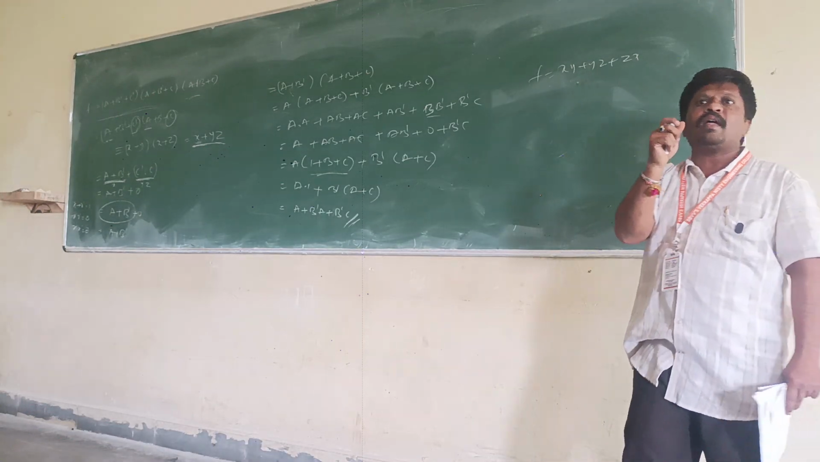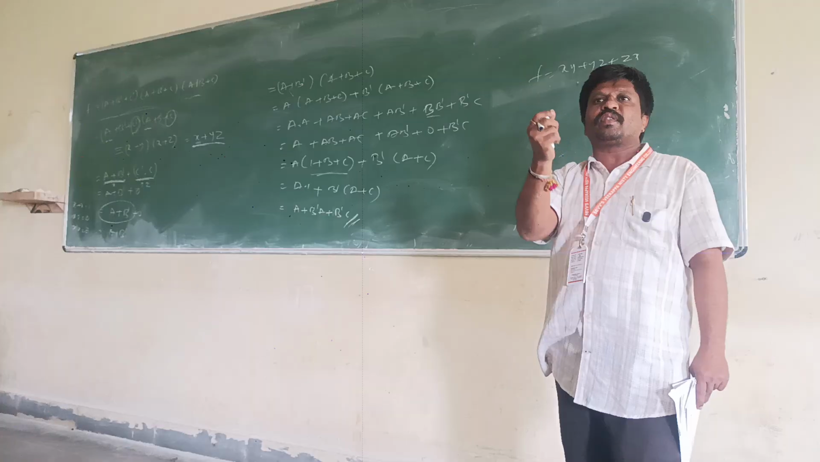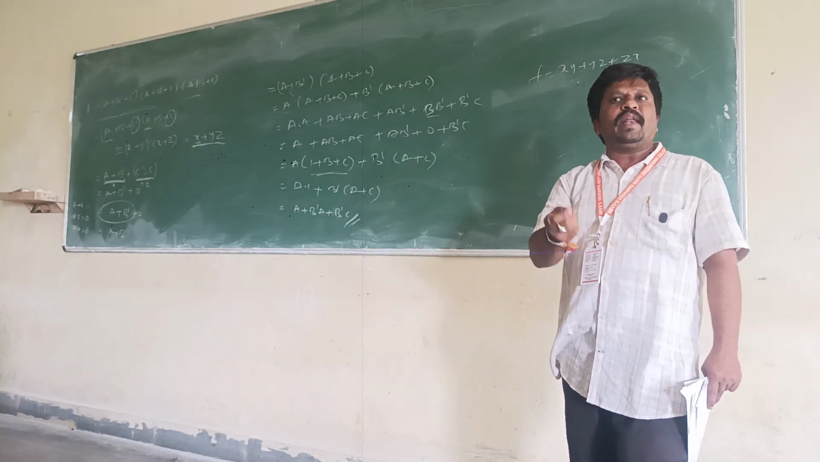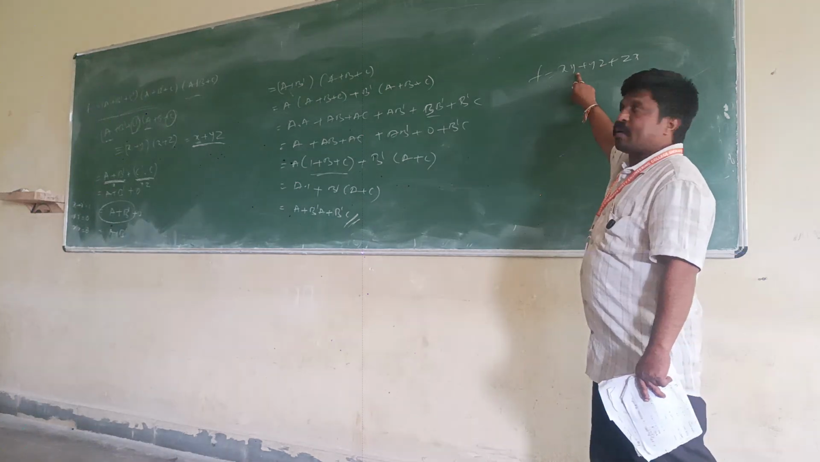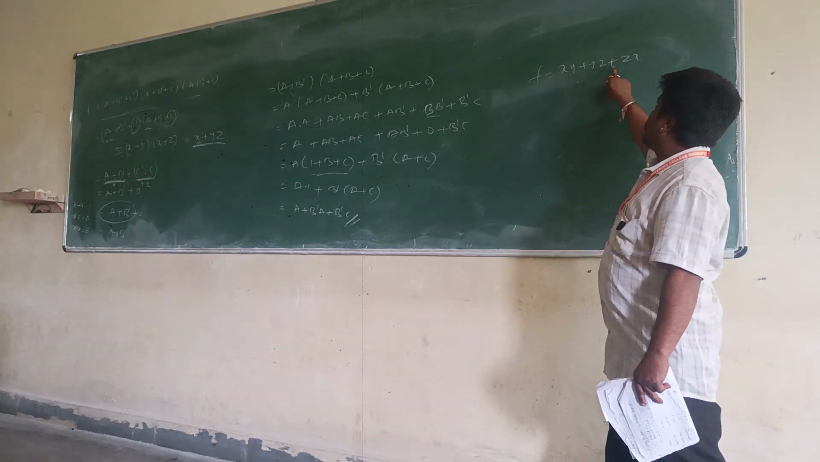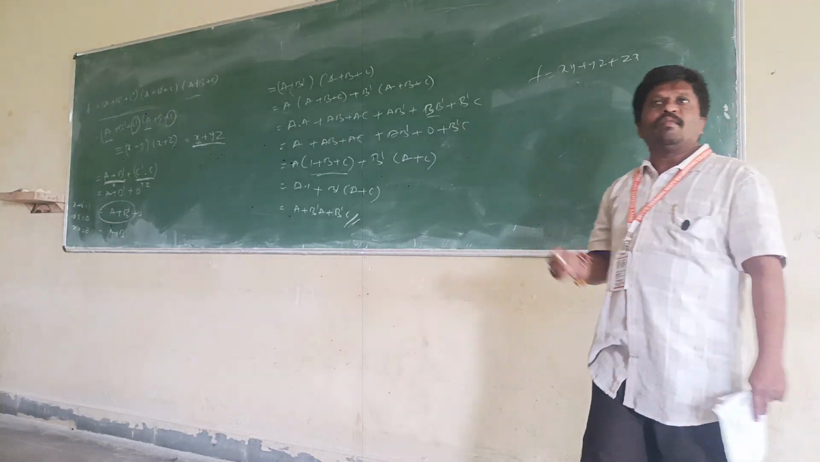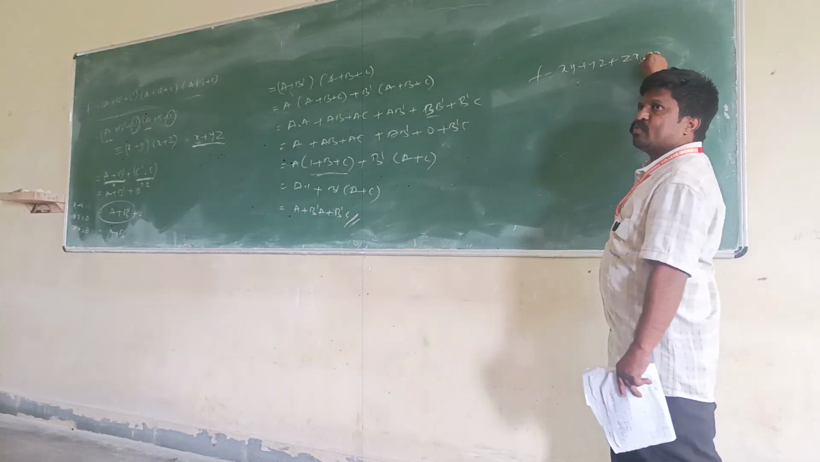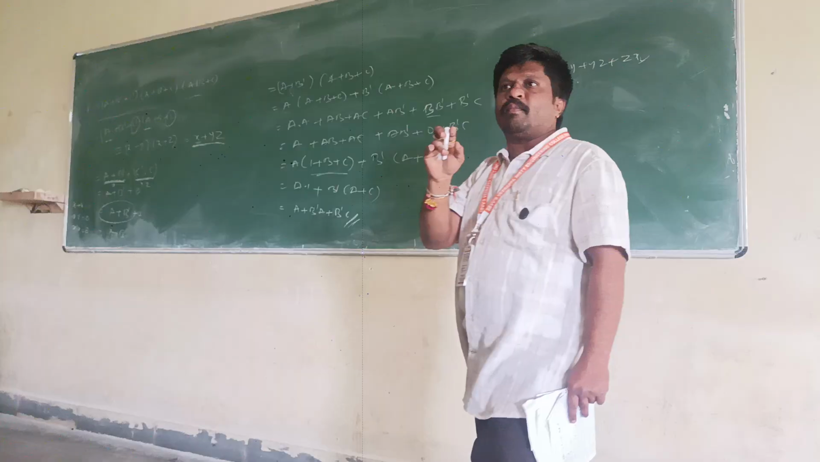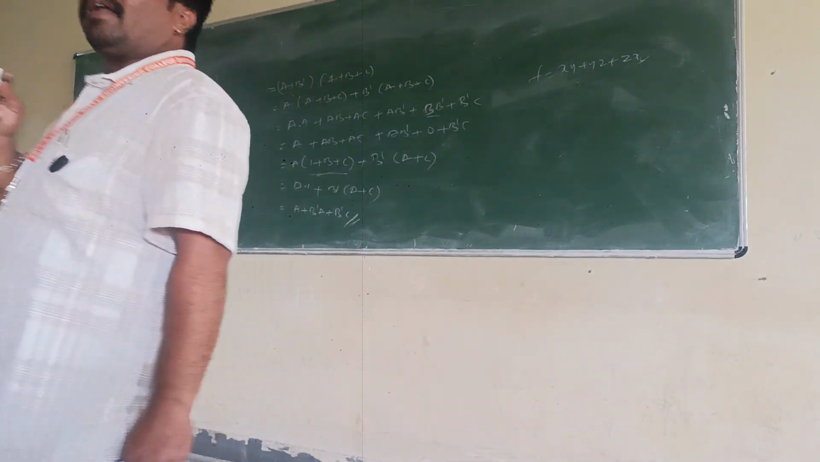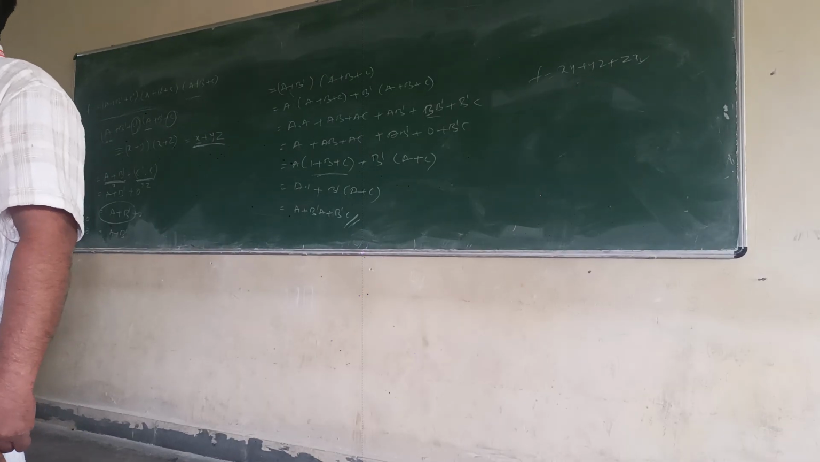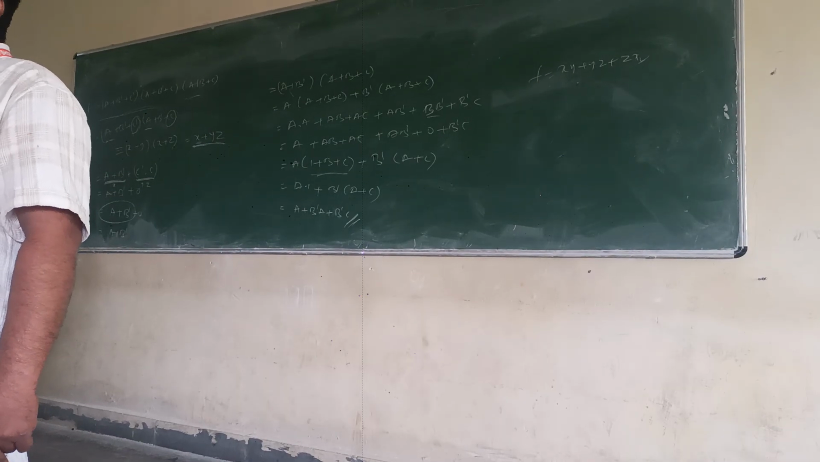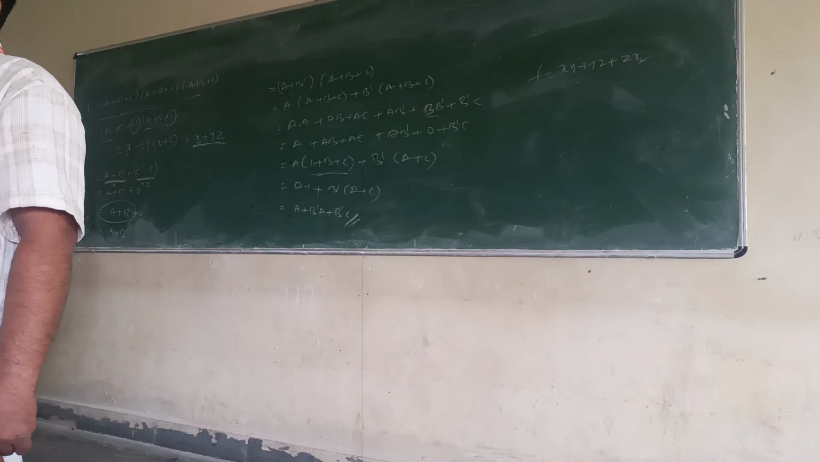Canonical form means that in any function, the terms should consider all the variables. But here the variables are missing: in one term the z is not here, in another the x is not here, in another the y is not here. Such functions we call the non-canonical form. Non-canonical form is nothing but a function whose terms have variables missing.